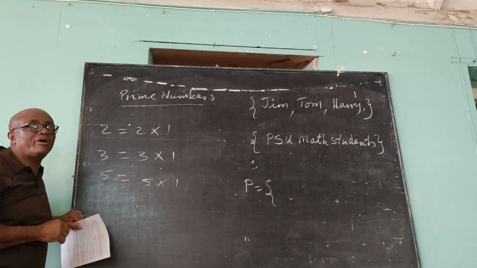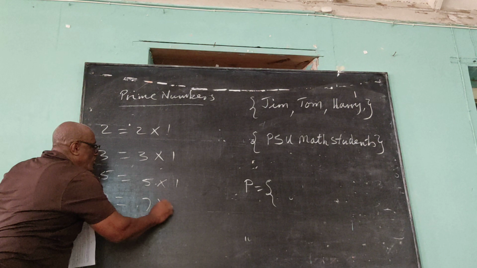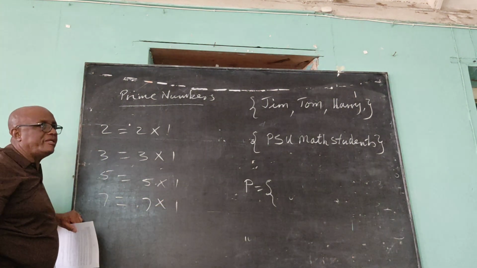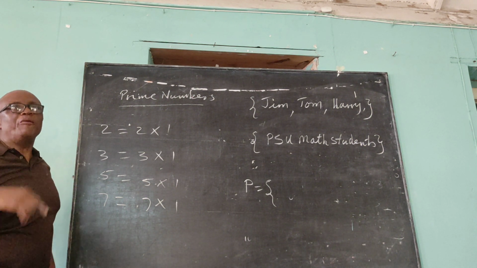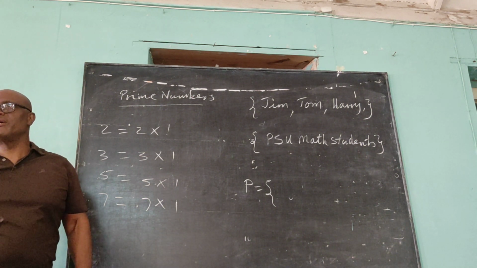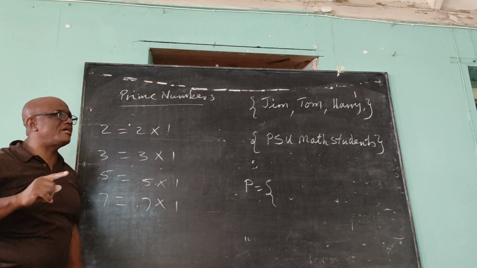Is 6 a prime number? No. 7? Yes. 8? No. 9? No. How many factors does 9 have? 3. It has 1, it has 3, it has itself. So 9 is not a prime number.